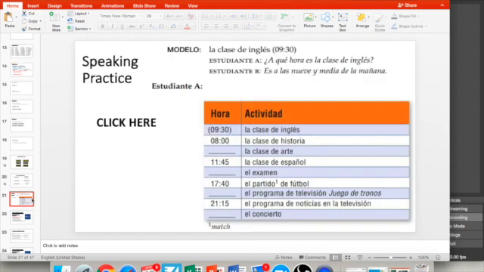So look at the example you see here. You can see someone's horario, someone's schedule. It tells you here in the model, we're talking about la clase de inglés, which you can see is English class here. And you can see it's at 9:30.